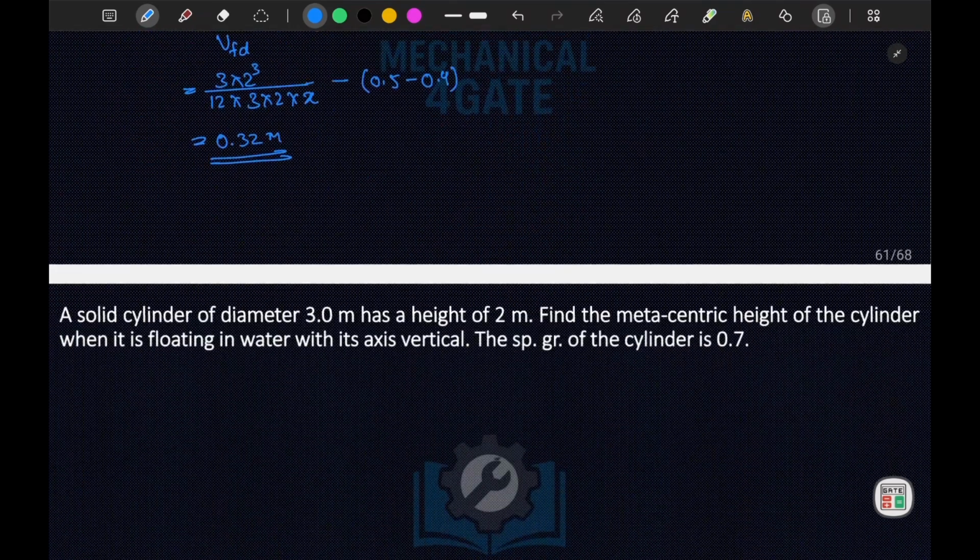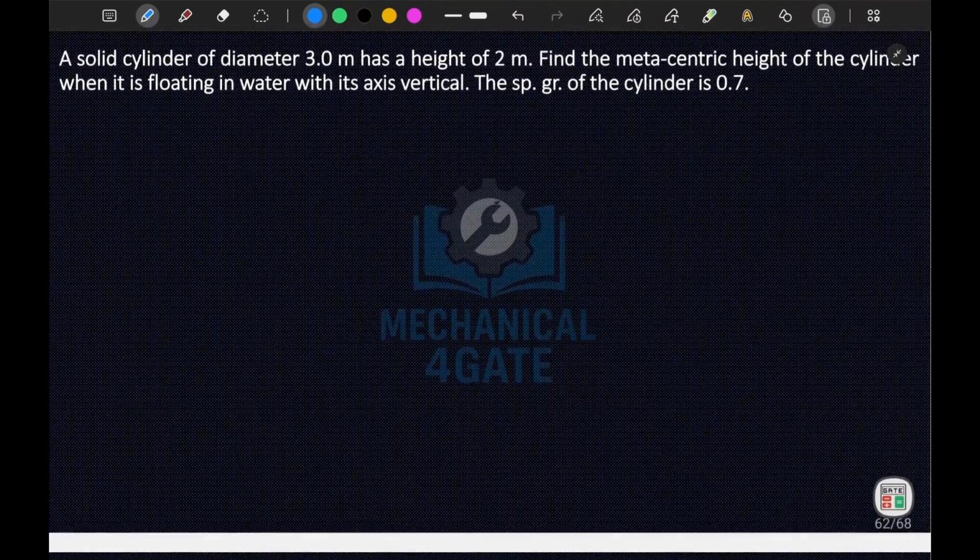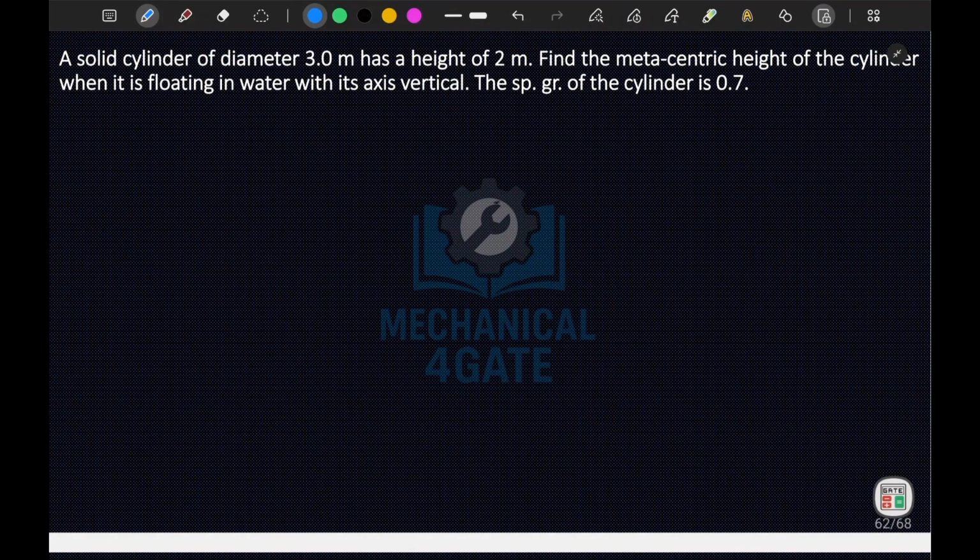Now let's move to the next question. A solid cylinder of diameter 3 meter has height of 2 meter. Find the metacentric height of the cylinder when it's floating in the water with its vertical axis, the specific gravity of the cylinder is given. So it's something like this. There is a cylinder. Let me draw it here. So let's say that this is a cylinder.